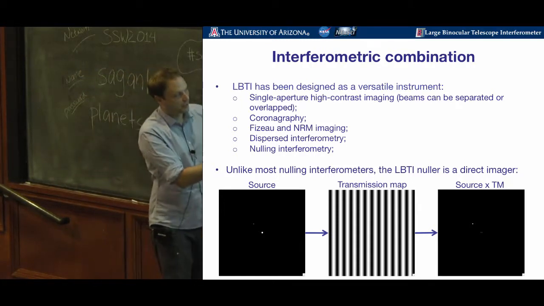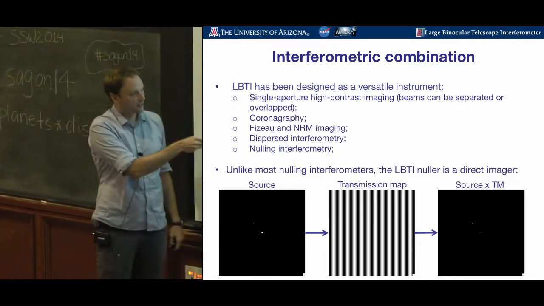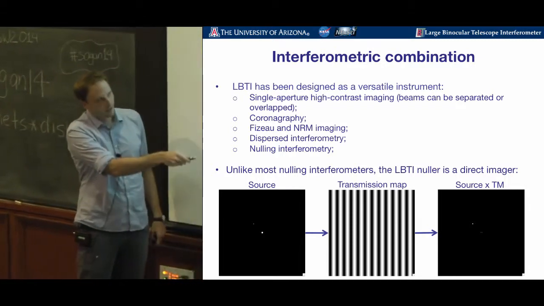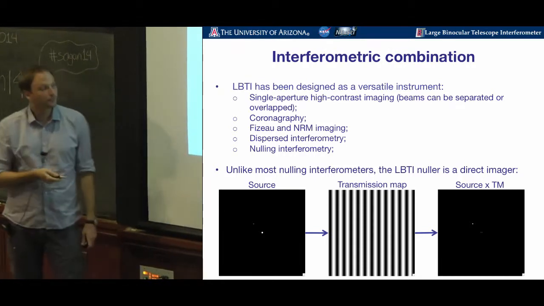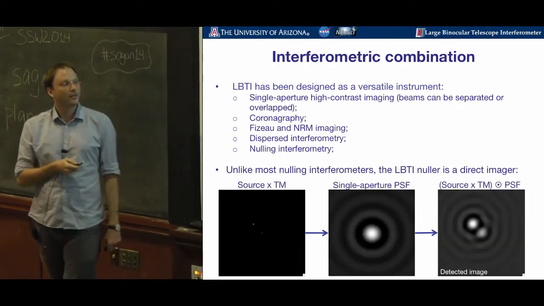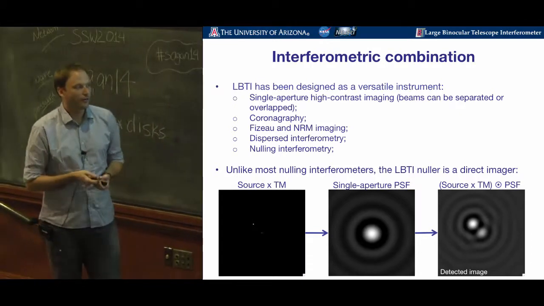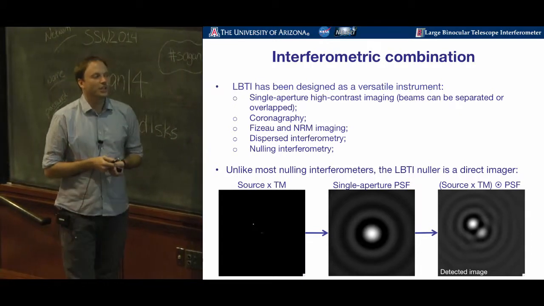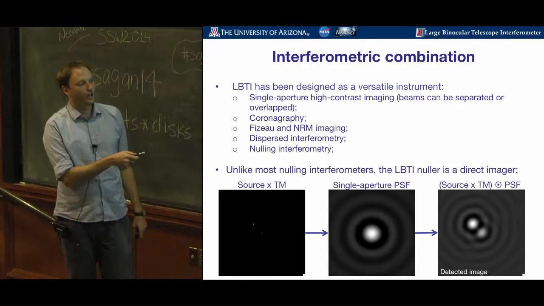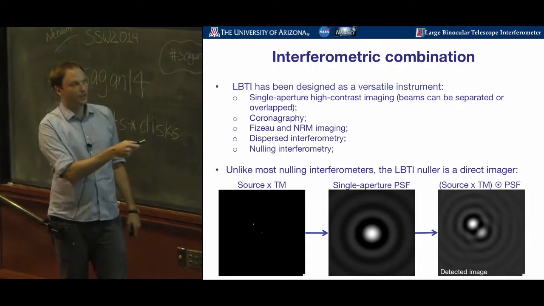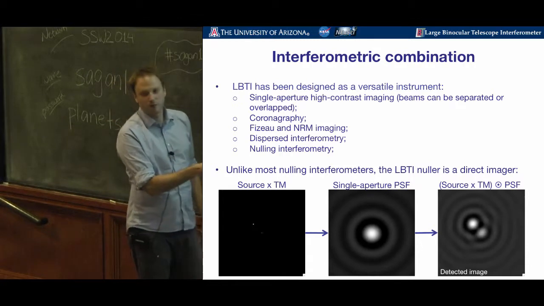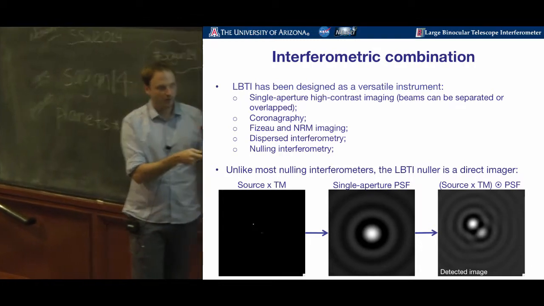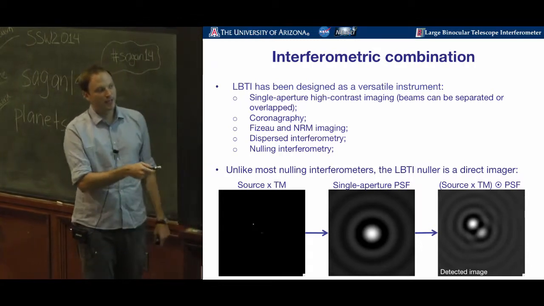This will strongly reduce the star in the line of sight, and you will better see the planet. This will improve the contrast. And then when you have done that, it's like any other imaging instrument. You have to convolve the resulting image, so source times the transmission map, by the PSF of your telescope, the single aperture PSF. And what you get is this.